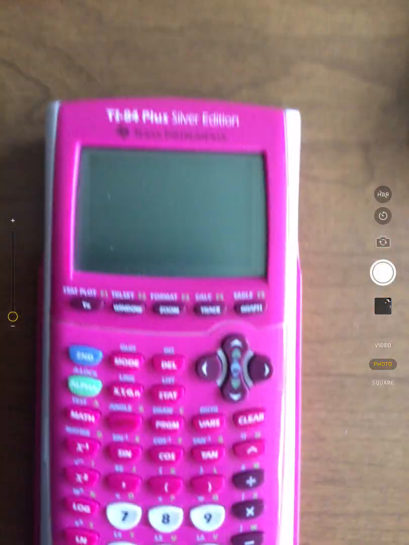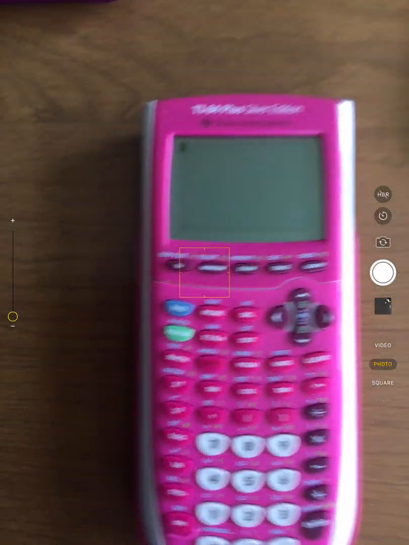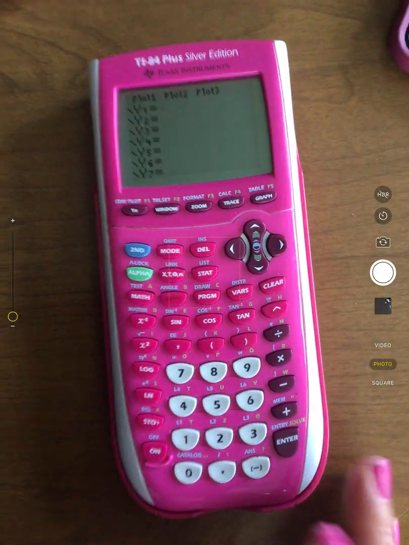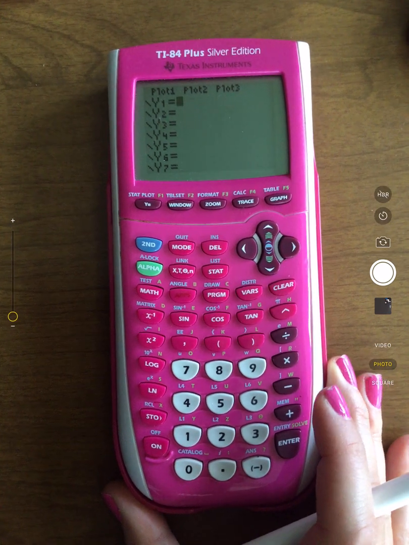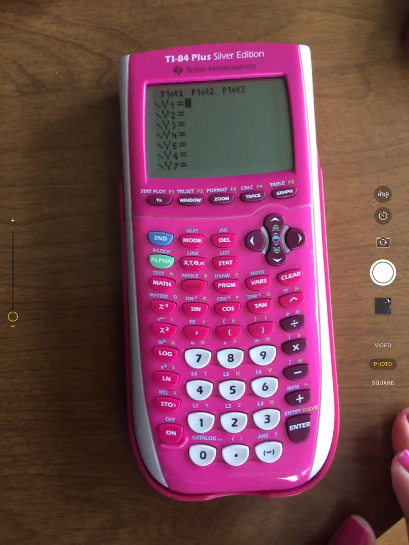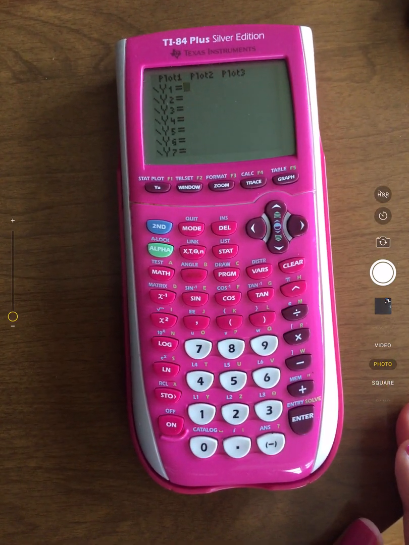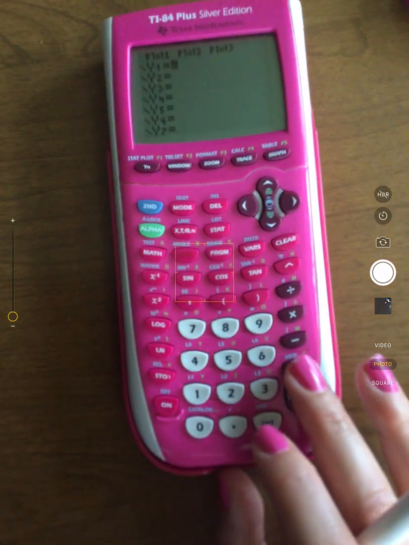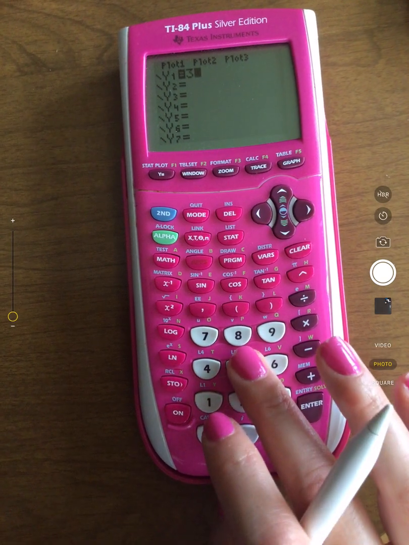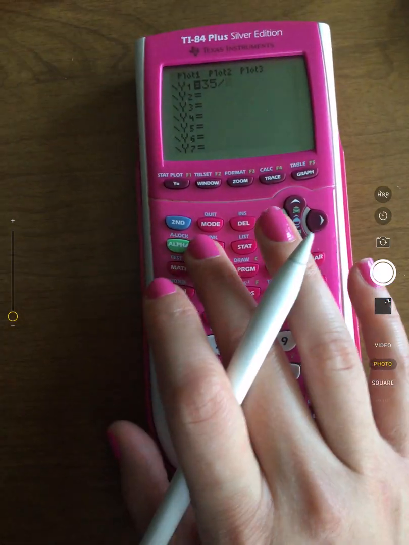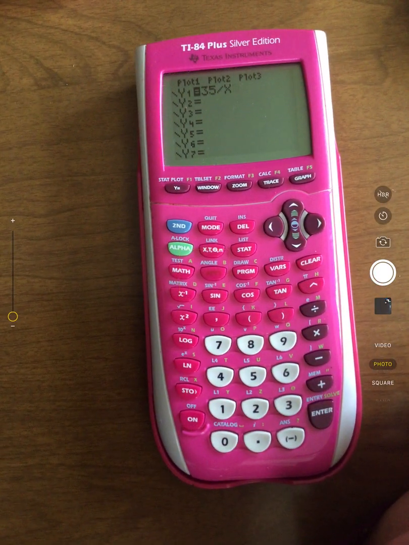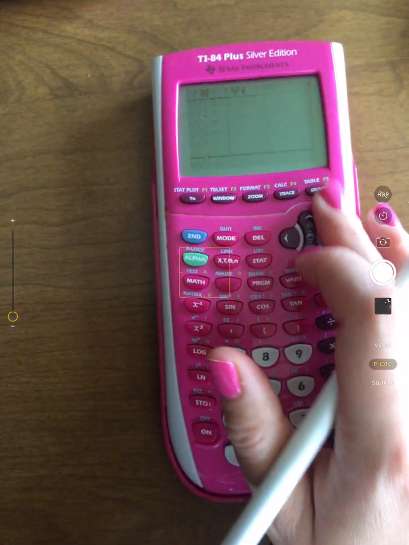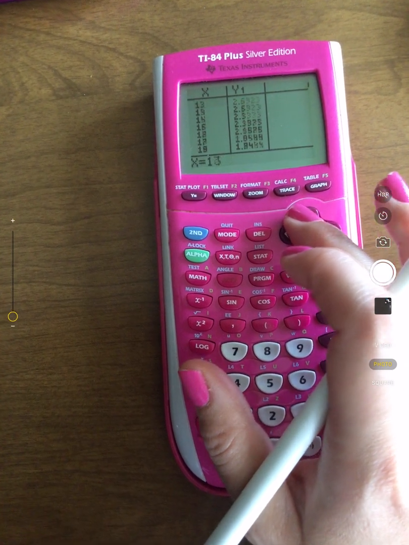So I'm going to go to my calculator. And I'm going to go to the y equals. Now in the y equals, you're going to type in the number that we want to multiply to. So if you look at number 1, it says multiply to 35. So in my calculator, I'm going to do 35 divided by x.